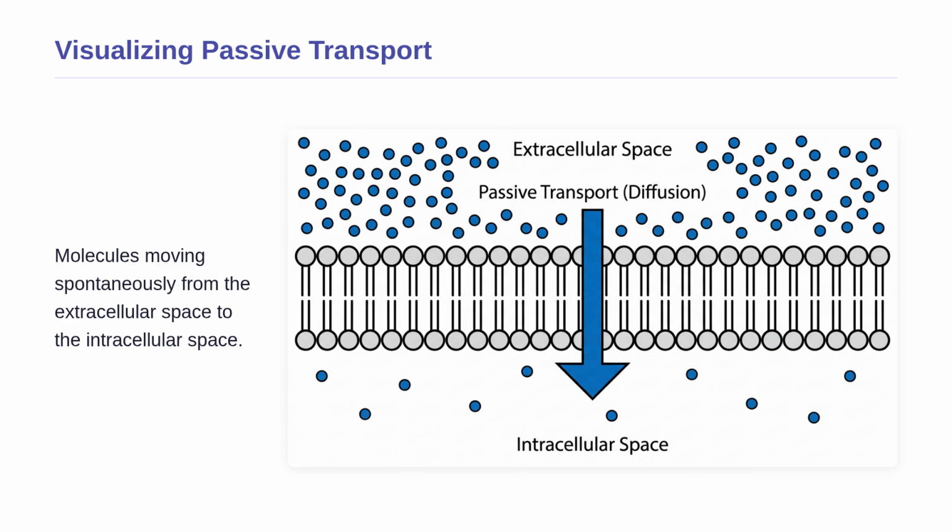The large blue arrow pointing downward represents the passive transport, or diffusion. It clearly shows the spontaneous flow of molecules from the crowded area to the less crowded area. The cell does not provide any energy here. The molecules are simply following the rules of physics, slipping through the membrane to reach equilibrium.